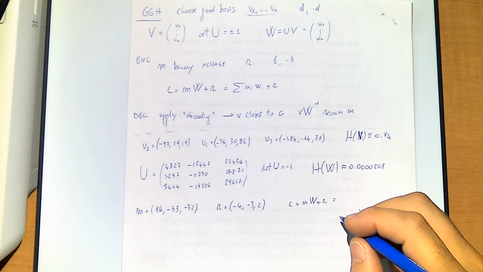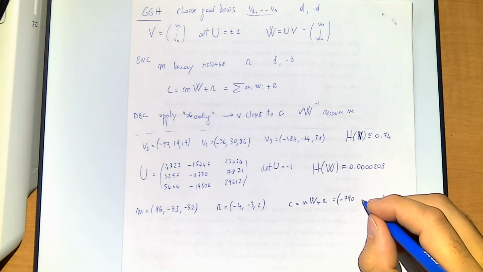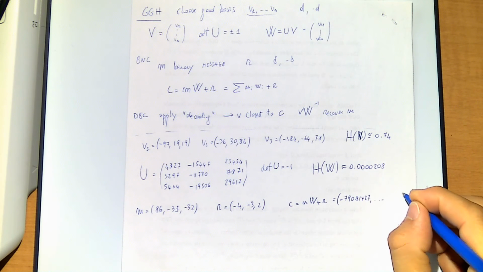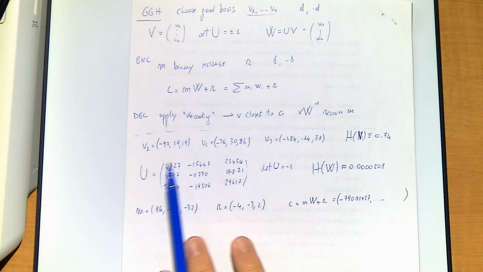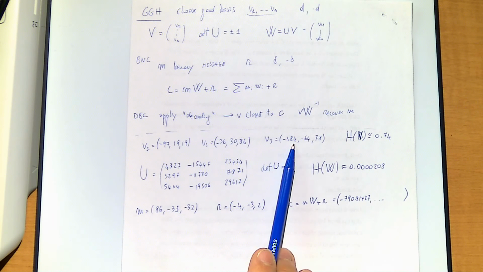-790, 81427, and so on. Huge coordinates, right? So very far from the actual basis, but you can find it. So now you're going to find the closest vector to this using the good basis and the decoding algorithm.